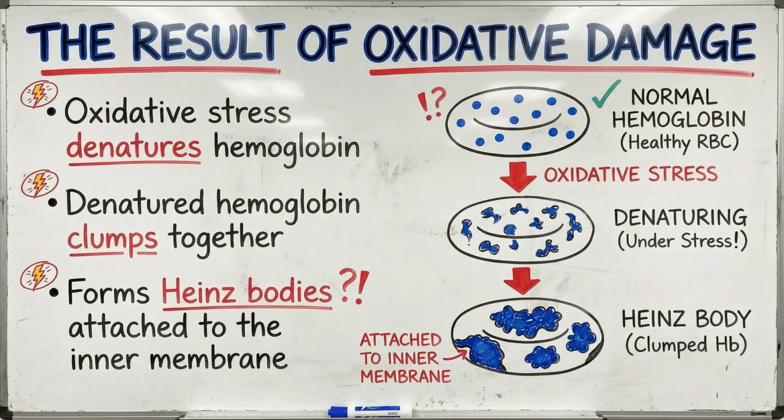These clumps of denatured hemoglobin don't just float around. They actually attach to the inner surface of the red blood cell membrane. We call these sticky, denatured hemoglobin clumps Heinz bodies. They're a direct result of the cell's inability to protect itself from oxidative damage. And these Heinz bodies are going to cause some serious trouble for our poor red blood cells, as we'll see next.